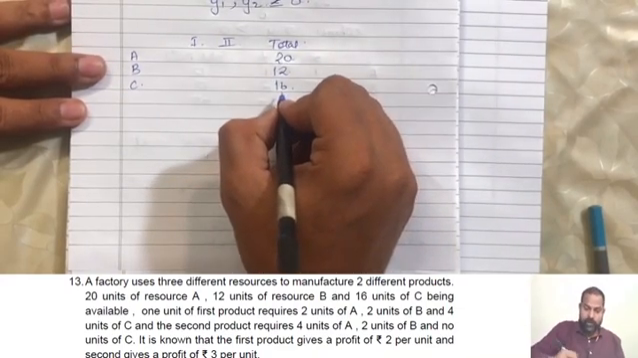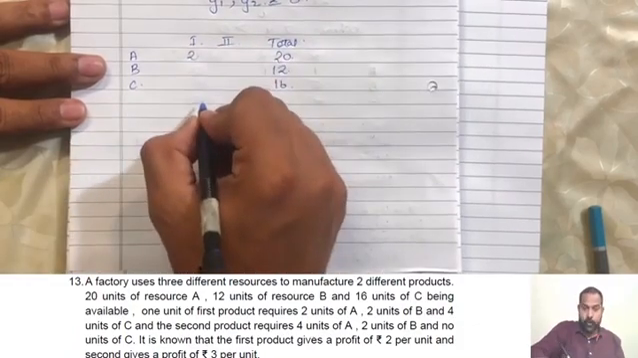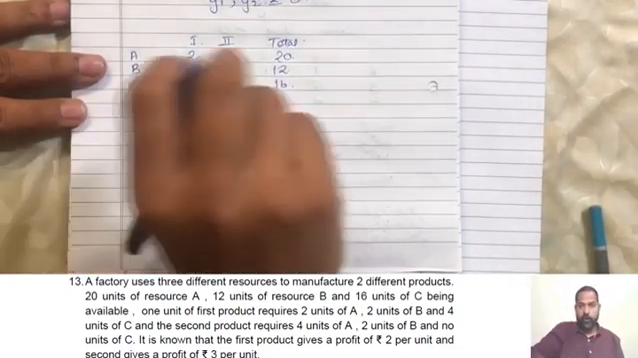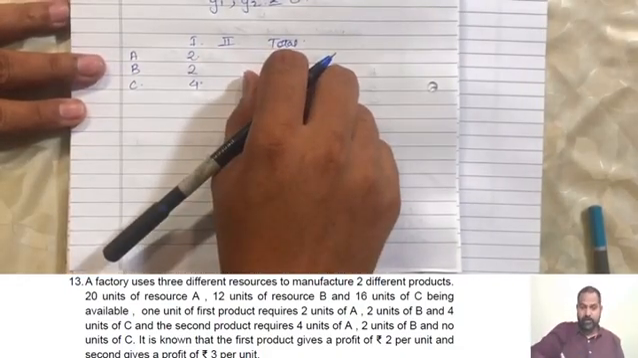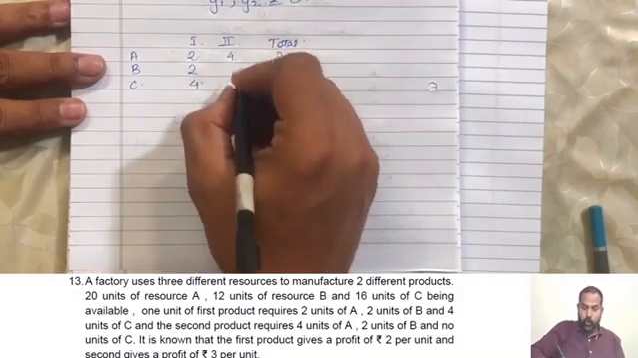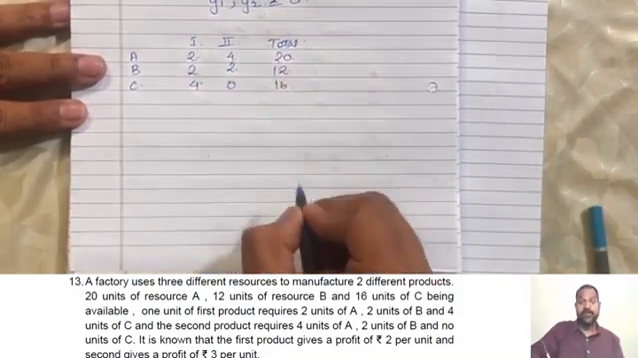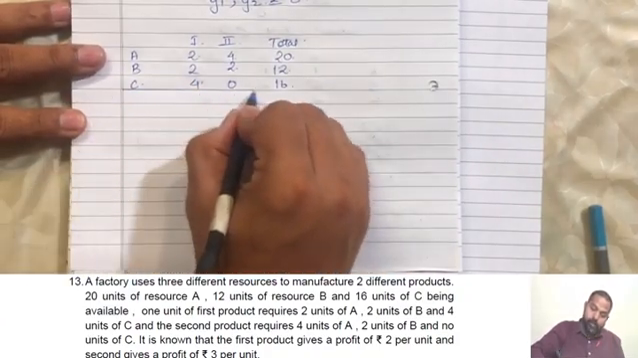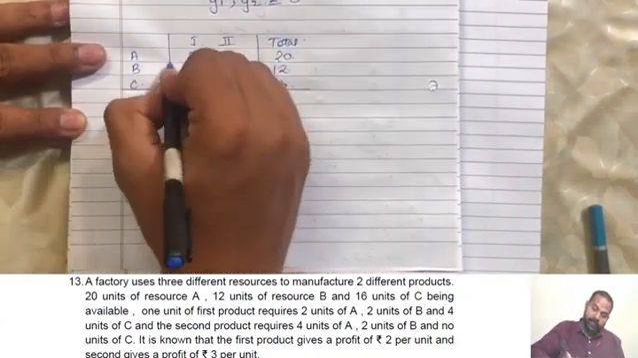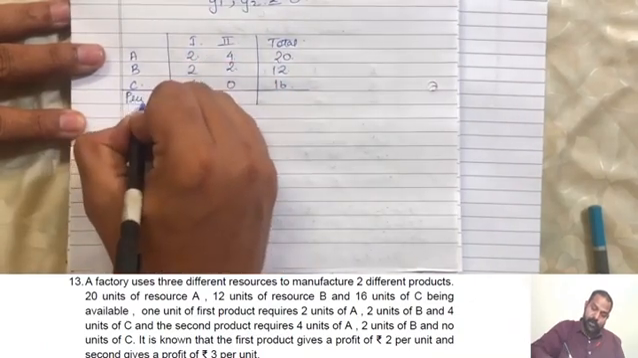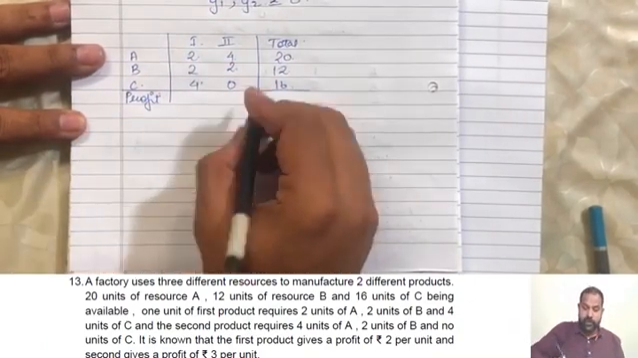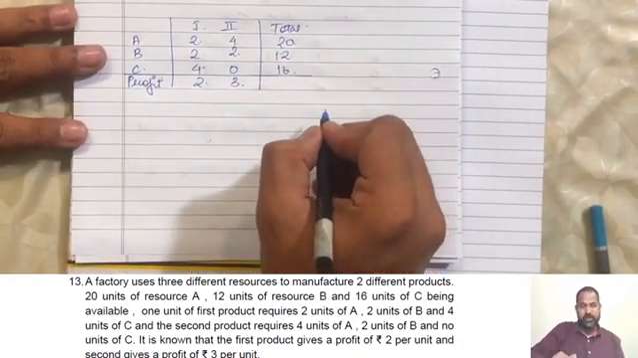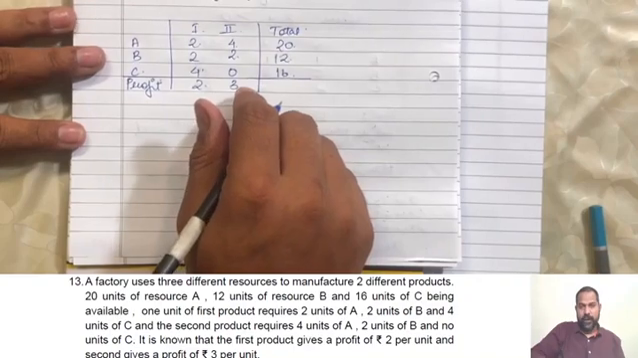1 unit of the first requires 2 units of A, 2 units of B, and 4 units of C. 1 unit of the second product requires 4 units of A, 2 units of B, and no C, which means 0 C. What are the profits given to you? The profit per unit for the first is 2 and for the second is 3. So you can choose anything as x1 and x2.